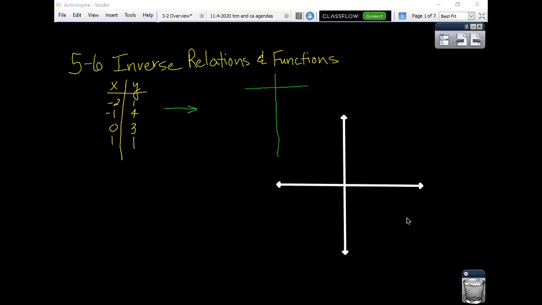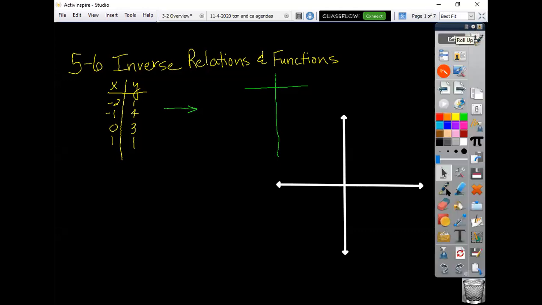Okay, lesson 5-6, inverse relations and functions. So with an inverse, one of the first things that you need to understand is that in a table of data, when x turns into y for the inverse, the y needs to turn into the x. So what that means is you basically just have to flip the columns around if it's an inverse.